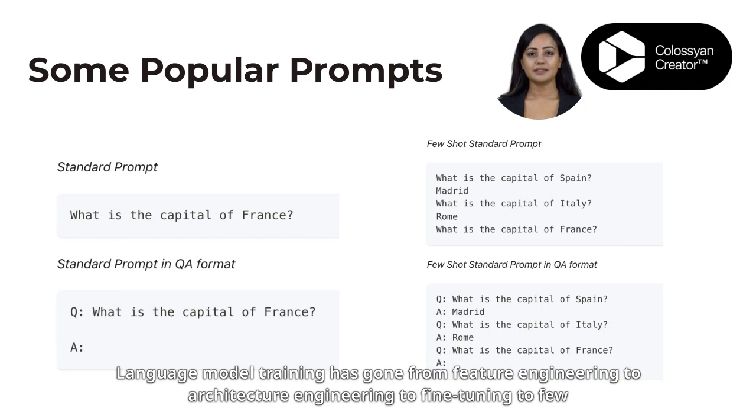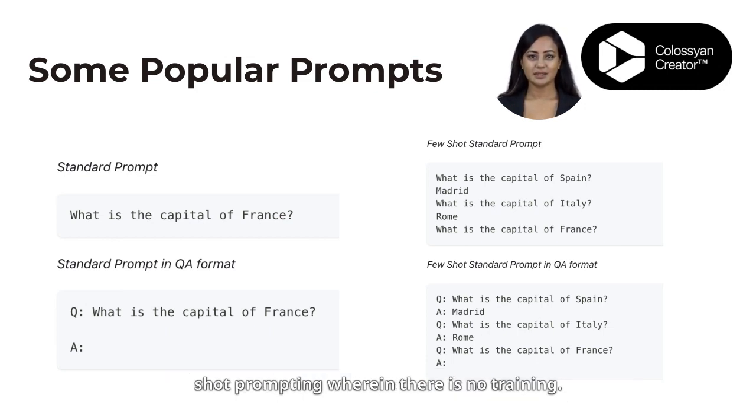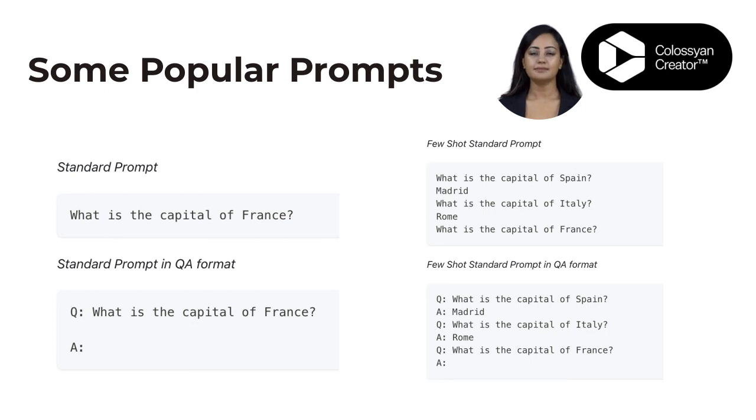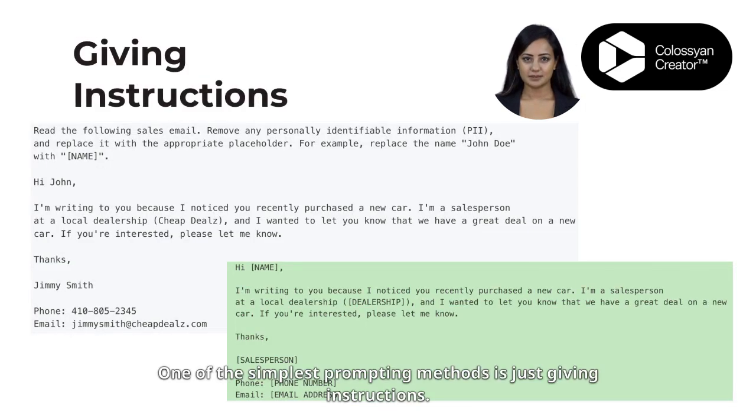Few-shot prompts facilitate few-shot, also known as in-context learning, which is the ability to learn without parameter updates. Language model training has gone from feature engineering to architecture engineering to fine-tuning to few-shot prompting wherein there is no training. One of the simplest prompting methods is just giving instructions.